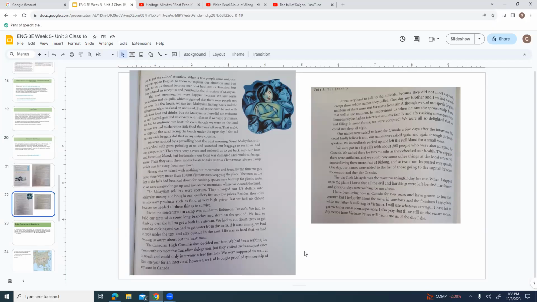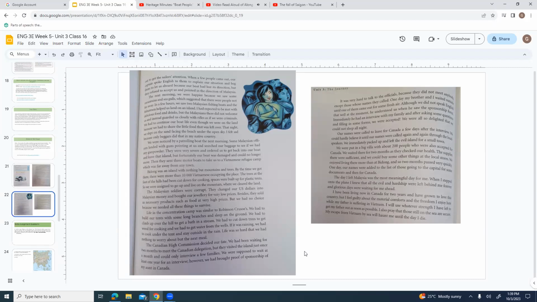We were noticed by a patrolling boat the next morning. Some Malaysian officers landed with guns pointing at us and searched our baggage to see if we had any gunfire. They were very severe and ordered us to get back into our boat and leave that island. But fortunately, our boat was damaged and could no longer move. Then they sent 3 motorboats to take us to a Vietnamese refugee camp, which was far away from any town.